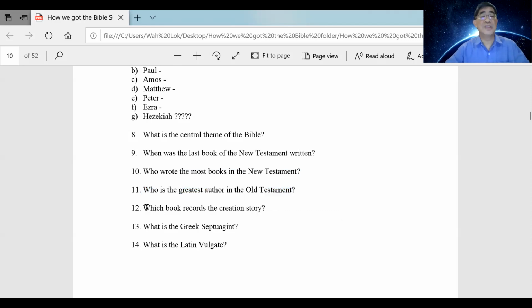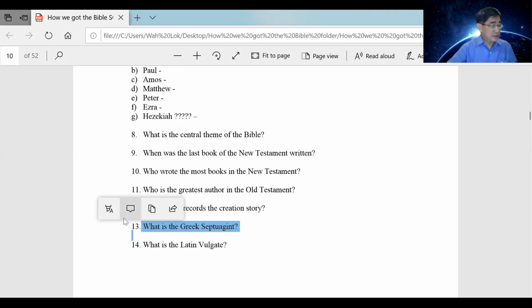Which book records the creation story? The book of Genesis. Now this question, some people also give me the wrong answer. What is the Greek Septuagint? If you put the answer Greek Bible, it is wrong. I'll repeat again. Even when I repeat, some people will still get it wrong. It is a Greek Old Testament translated from Hebrew. That's the answer.